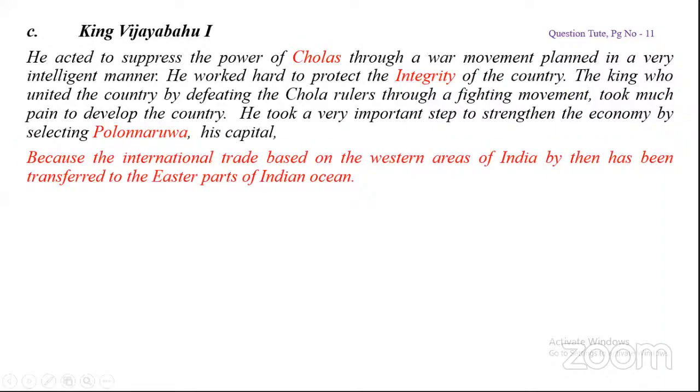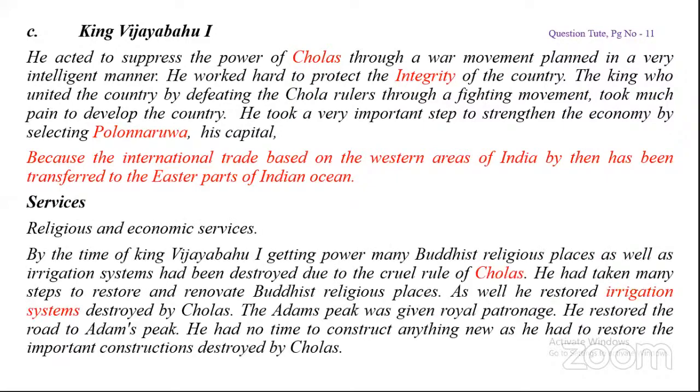Why did he select Polonnaruwa as his capital? Because the international trade based on the western areas of India had by then been transferred to the eastern parts of the Indian Ocean. Earlier, why did Anuradhapura become the capital? Because international trade was centralized around the Mahatittha port. Now the Trincomalee port had been activated, so he selected Polonnaruwa. As for his services, religious and economic, by the time King Vijayabahu the First came to power, many Buddhist religious places as well as irrigation systems had been destroyed.